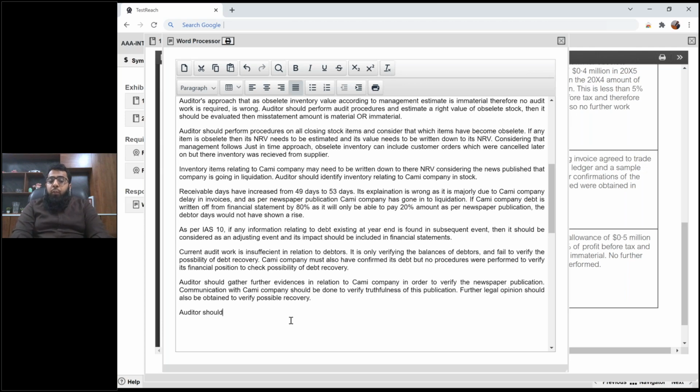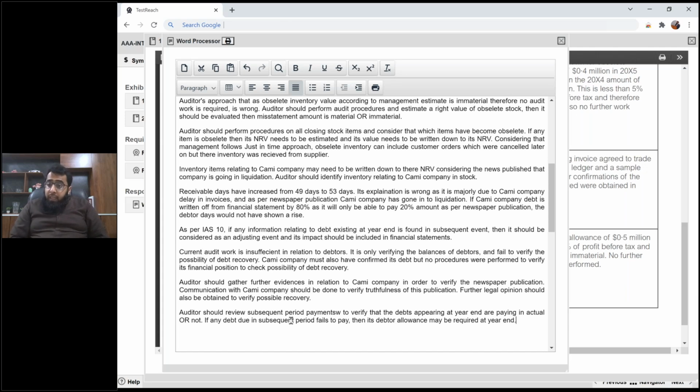Auditor should review subsequent period payments to verify that the debts appearing at year end are paying in actual or not. If any debt due in the subsequent period fails to pay, then a debtor allowance may be required at year end.